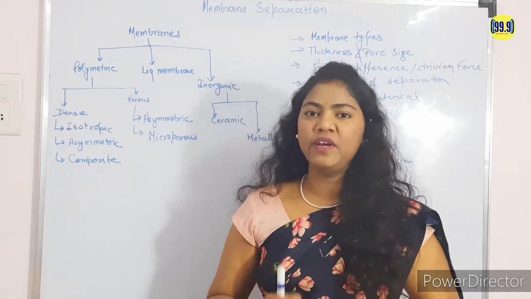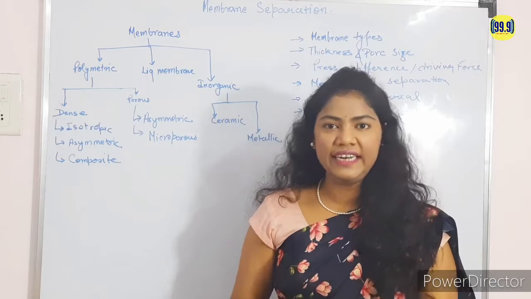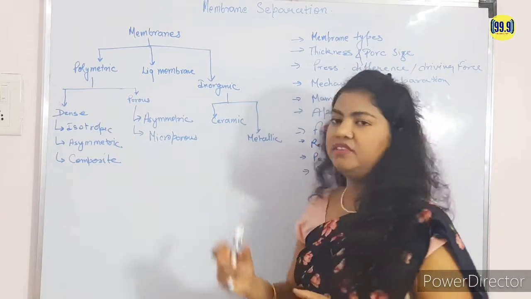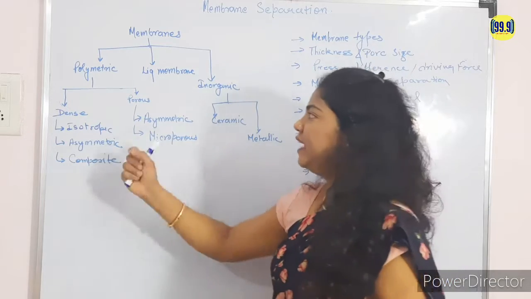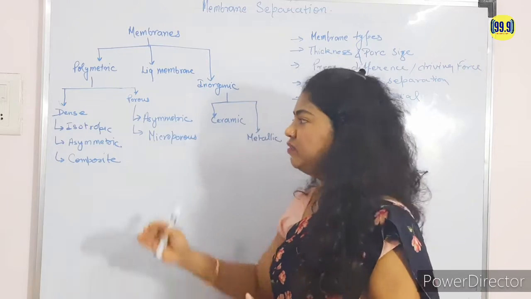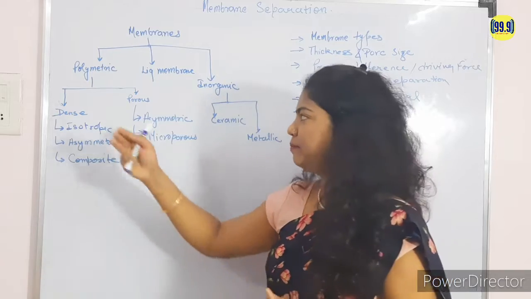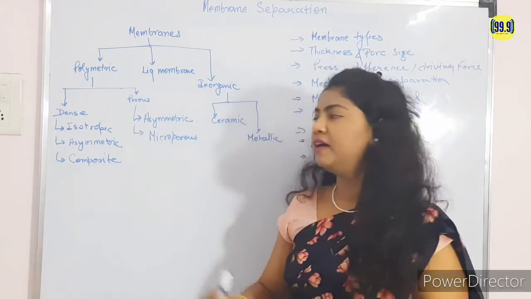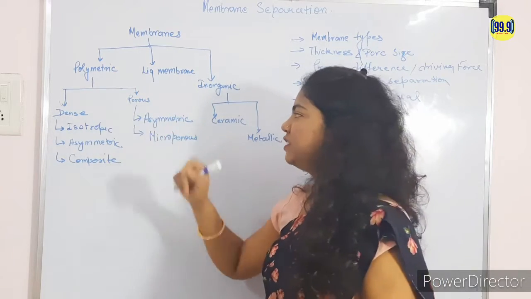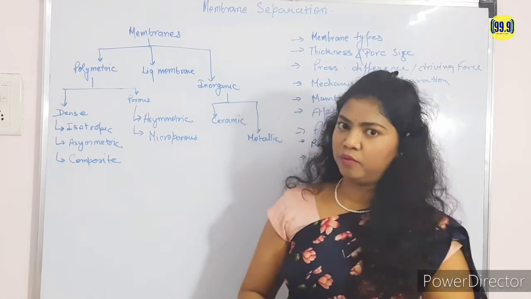So students, as we already studied in the previous lecture, the membrane is divided into three categories. First one is polymeric, second one is liquid membrane, and third one is inorganic membrane. Then the polymeric membrane is again divided into two categories. First one is dense and second one is porous. And the dense membrane is subcategorized into three parts, that is isotropic, asymmetric and composite. And the porous one is again divided into two parts, that is asymmetric and the microporous part.